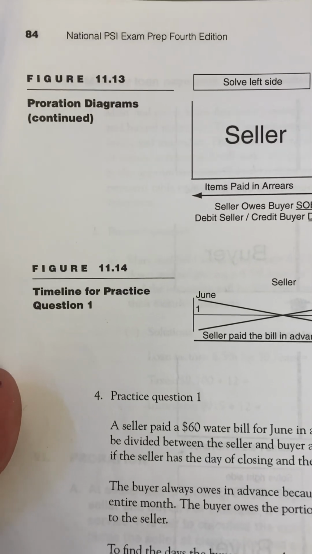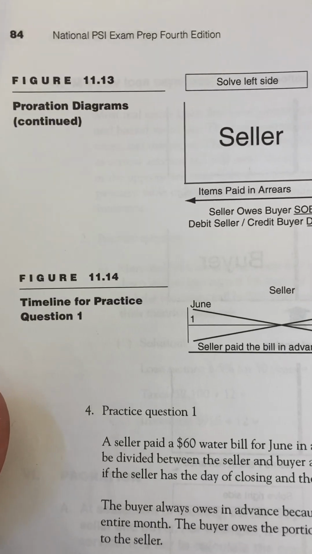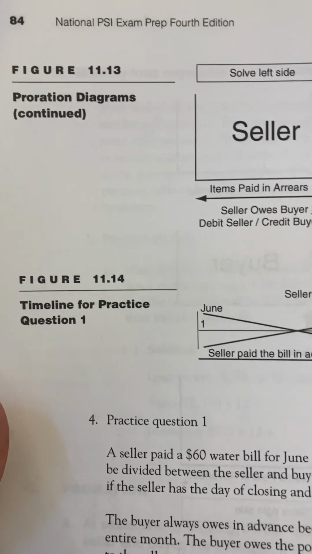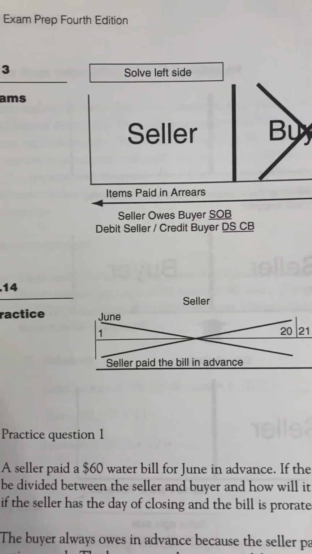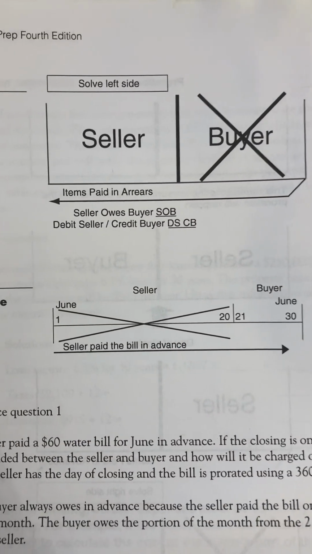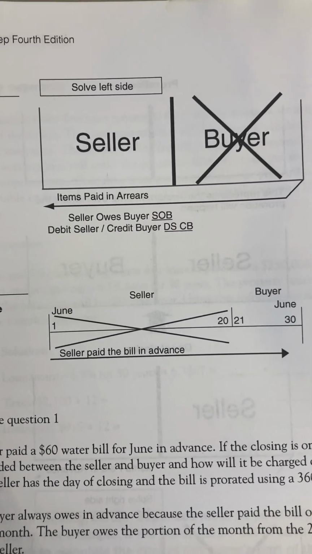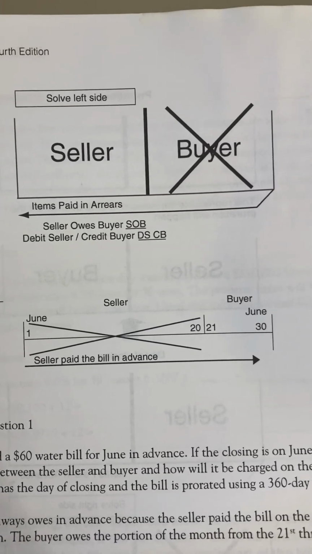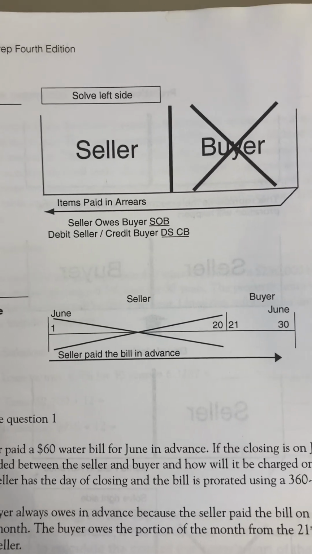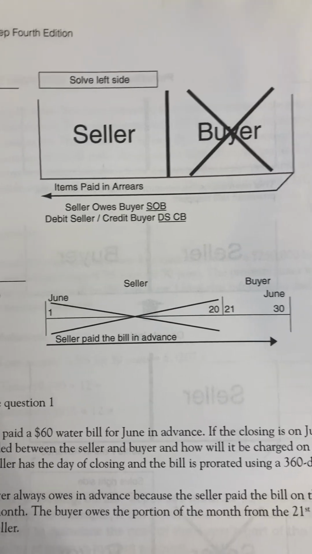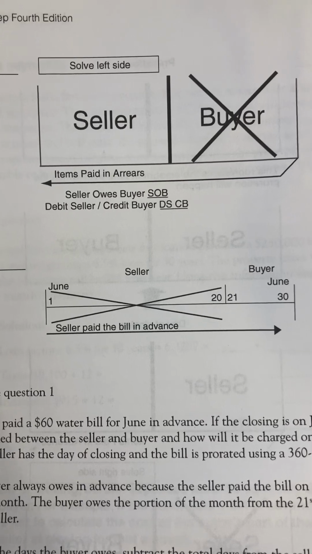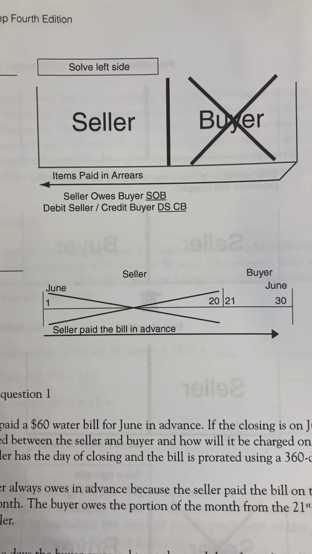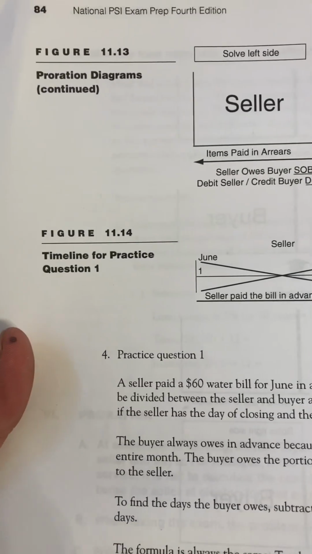National PSI Exam Prep, page 84. Figure 11.13. Proration diagrams continued. It says solve left side, seller, and then it has an X to the buyer, items paid in arrears. Seller owes buyer, SOB: debit seller, credit buyer, DSCB.